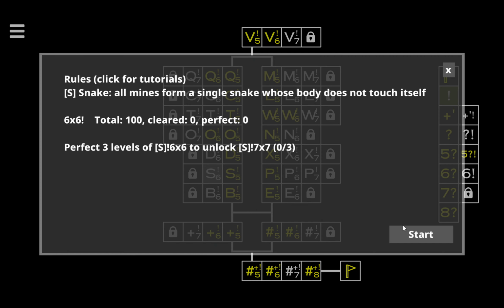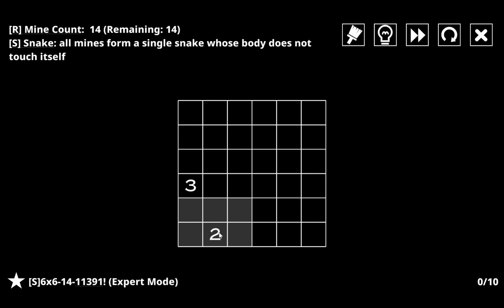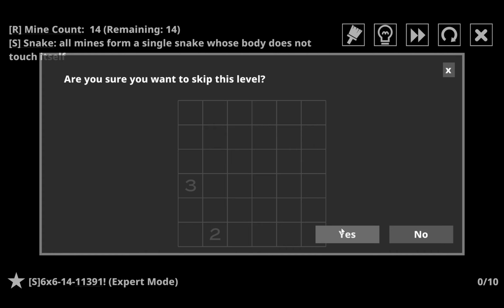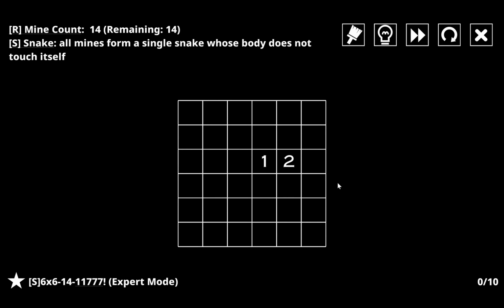We're now going to move on to a harder snake puzzle. We'll start with, I don't know if I've seen this one. We'll go past it. I might have easily. Okay.